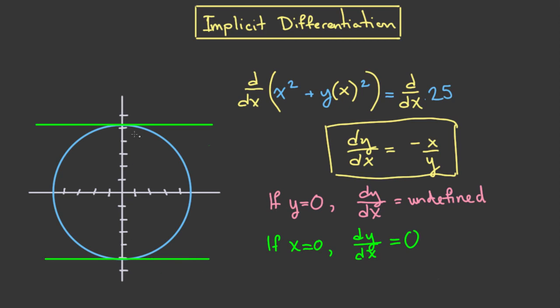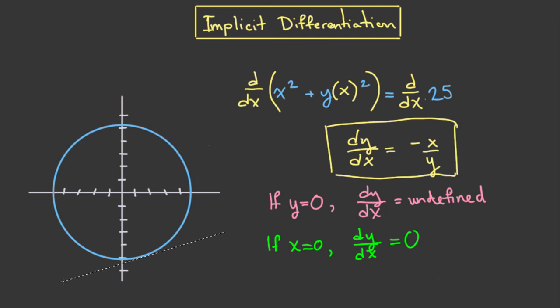Now let's do a couple more quick checks to make sure that this really does make sense. If I'm on the circle in the first quadrant over here, then the slope of any tangent line to the circle is going to be negative. And since both x and y are positive, this formula, -x over y, is going to be negative. So the sign agrees there.